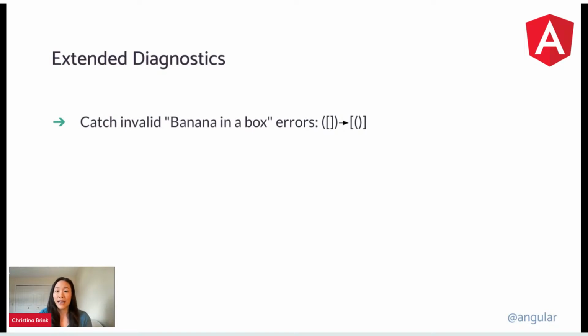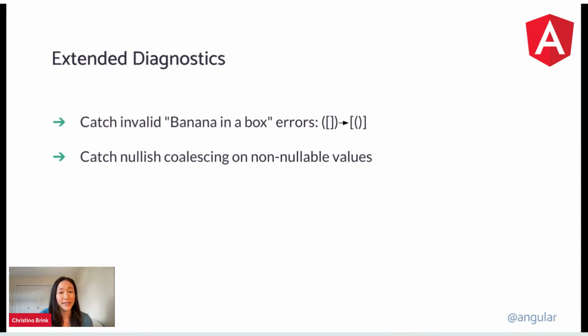This is recognized where you actually have the brackets inside of the parentheses. So we name this banana in a box because you have parentheses that sort of look like a banana and brackets that sort of look like a box. And so the banana should go in the box because it doesn't make sense for a box to go in a banana, of course. The tooling also identifies instances where non-nullable values are being used unnecessarily with the nullish coalescing operator in Angular templates.